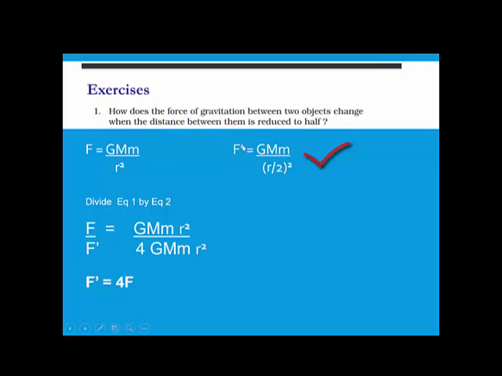Let's say that the new force is F dash. What we will do is divide both the equations. When you divide both the equations, all the common terms will get cancelled and you will be left with F upon F dash is equal to 1 upon 4. So you will find F dash is equal to 4F, which means the new force is equal to 4 times the old force.